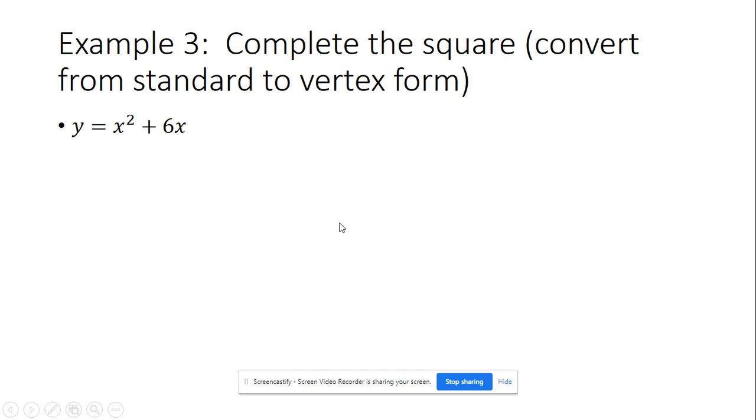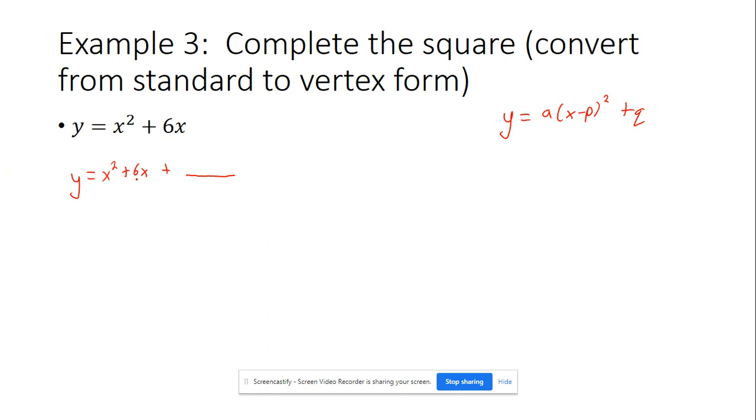Okay, so complete the square. Convert from standard to vertex form. We need to do this by completing the square over here. What I did in the last example is I want to figure out what I need to add here in order to make this a perfect square trinomial, because I want to factor this into (x minus p) squared somehow.